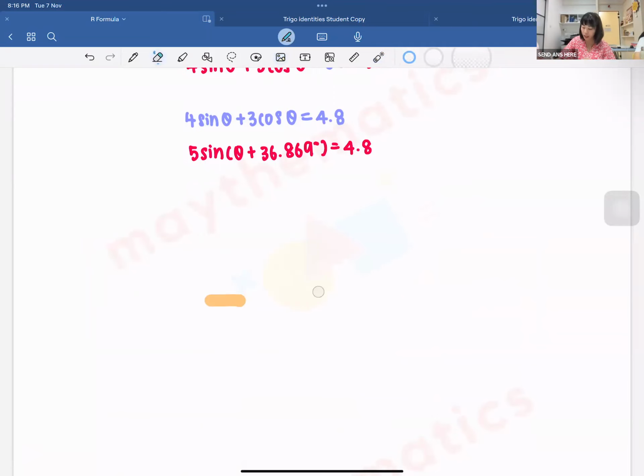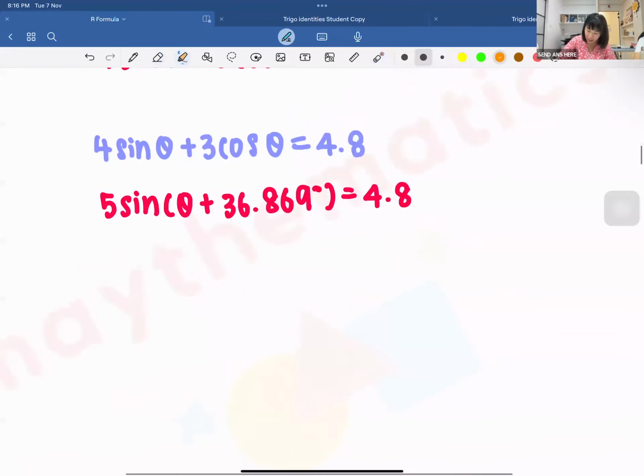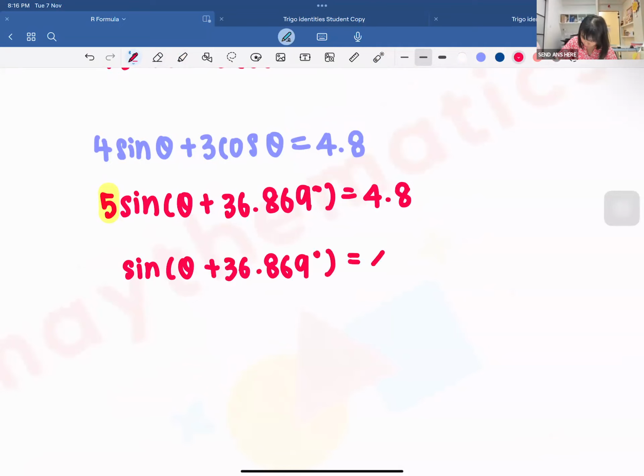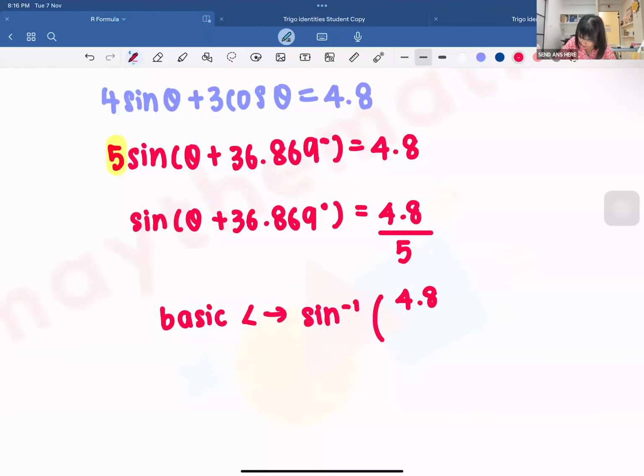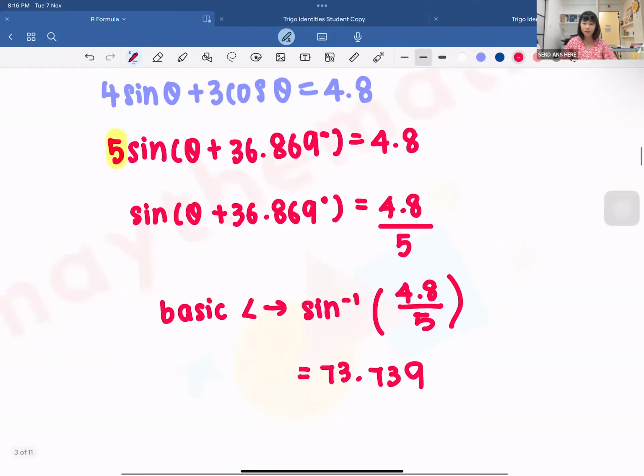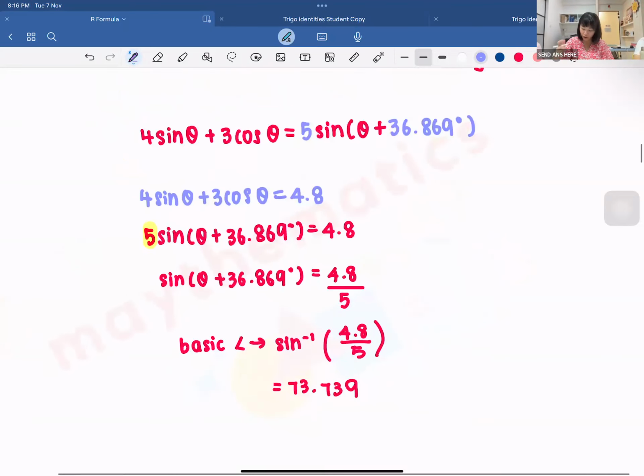It's actually the same thing that we did 2 weeks ago. First thing, remove the 5, so you divide by 5 first. 4.8 divided by 5. Next thing, find basic angle. I hope you guys never forget this, 2 weeks ago. Basic angle, sine inverse the number on the right-hand side. Sine inverse 4.8 divided by 5. Your basic angle is 73.7339. Now check the range every time.